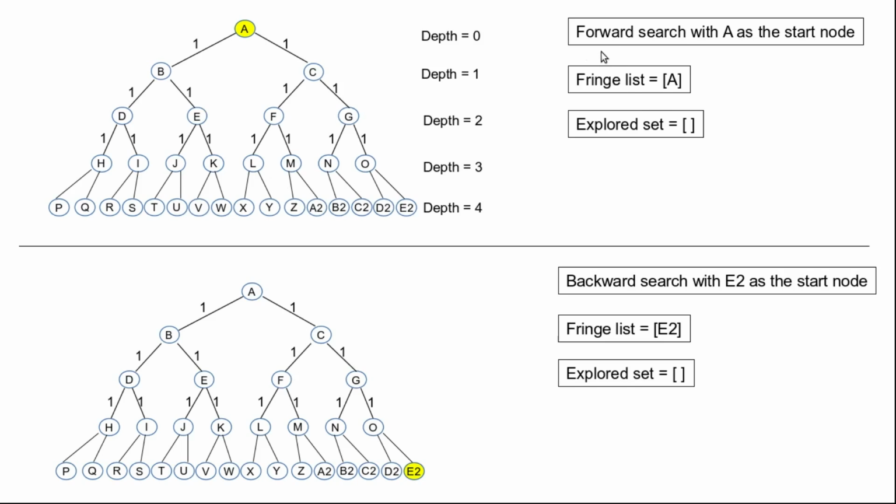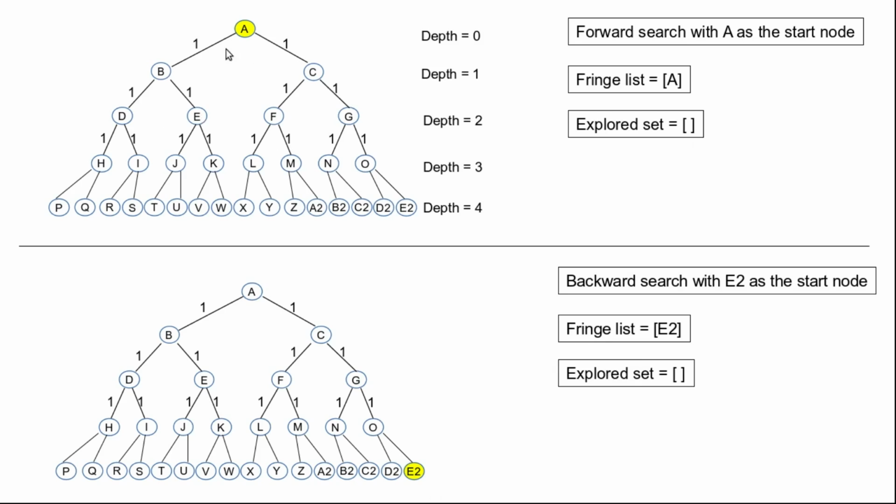Now, to start with, the fringe list for the forward search will have the start state A and its explored set will be empty. And for the backward search, the fringe list will be initialized with the start state, which in case of the backward search is the goal state, which is E2. And the explored set will be an empty set.